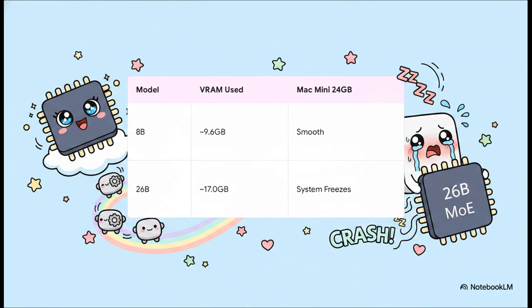But hold on, the total model size is still over 25 billion parameters. When you load that up, it eats about 17 gigabytes of VRAM. If you're on a 24 gig Mac Mini, that leaves practically nothing for your OS. It's going to swap heavily and your system will probably freeze. For your everyday coding and agent tasks, you're honestly way better off with the default 8B model. It uses about 9.6 gigs and gives you a super smooth experience.